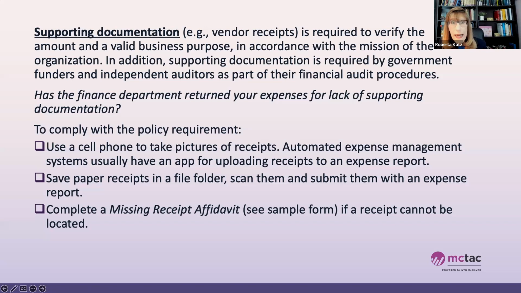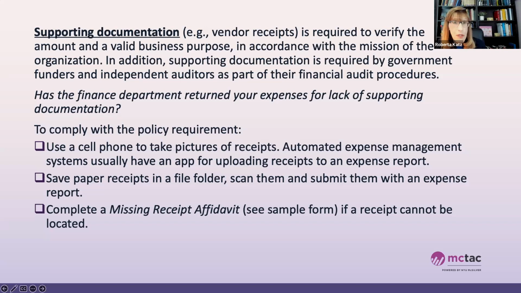Perhaps you didn't provide any supporting documentation, or it's not legible, or it doesn't support the expense that was incurred. And it can be difficult to accumulate all supporting documentation, especially if you incur a lot of expenses on behalf of your organization. So I have a couple of suggestions here to comply with this policy requirement. The first is to use your cell phone to take pictures of the receipts when you incur the expenses. If your organization uses an automated expense management system, there'll usually be an app where you can upload these receipts to an expense report for submission to your finance department.